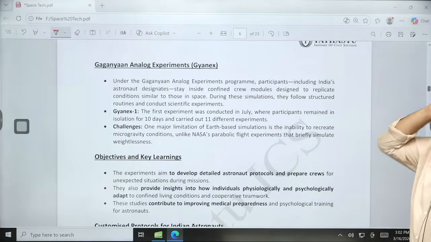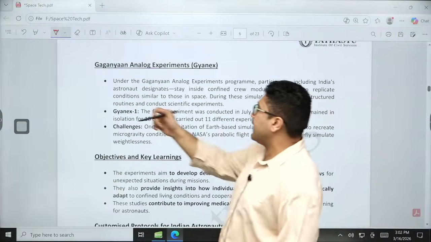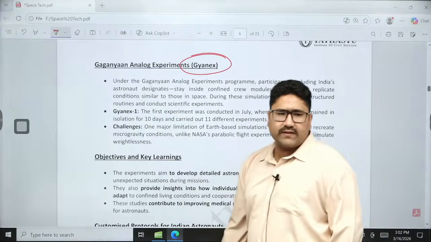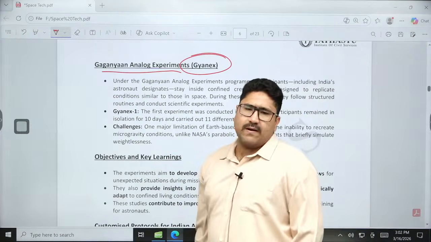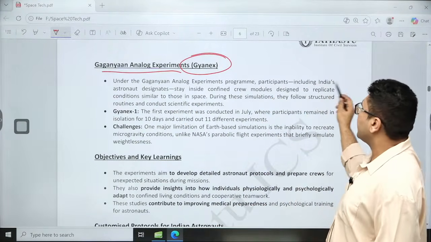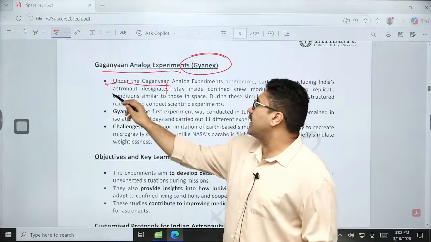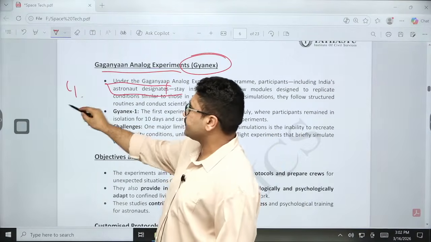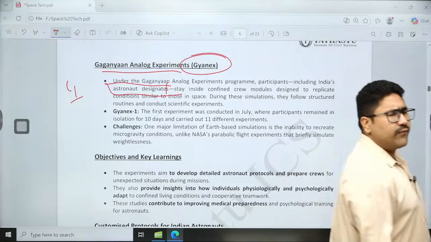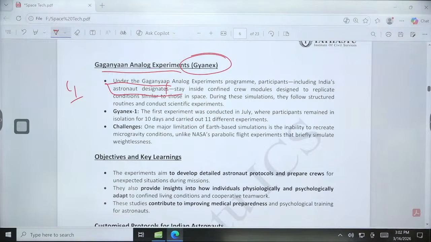So a similar analog mission has been launched by India known as GANEX. What is GANEX? Gaganyaan Analog Experiment. What happens here is that India has chosen 4 astronaut designates, the 4 Indian Air Force officers who are going to be trained for the Gaganyaan mission. We know one of them, Group Captain Shubhanshu Shukla, has already gone to the International Space Station, and similarly we have 3 other Indian Air Force officers.